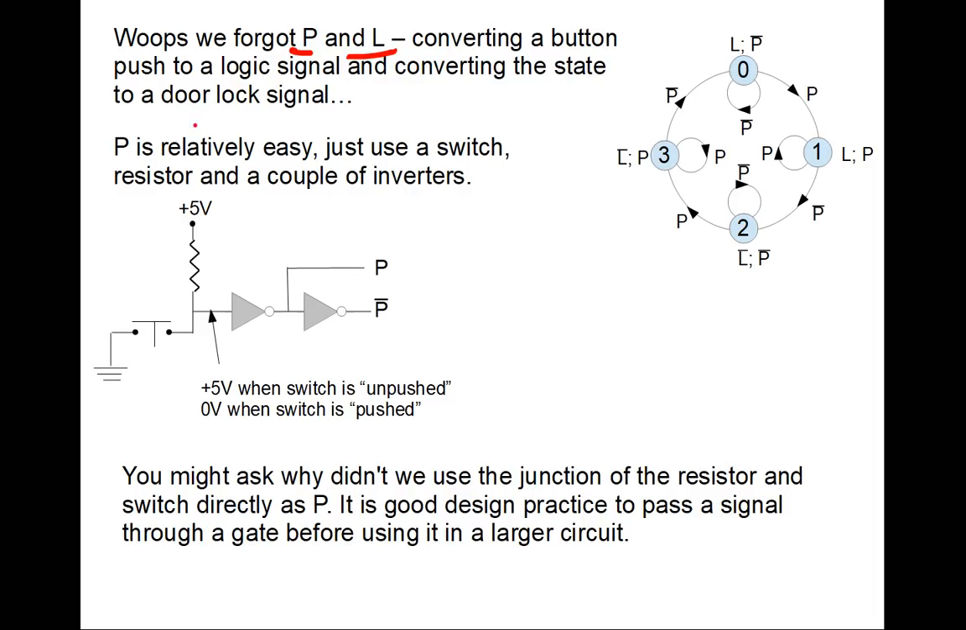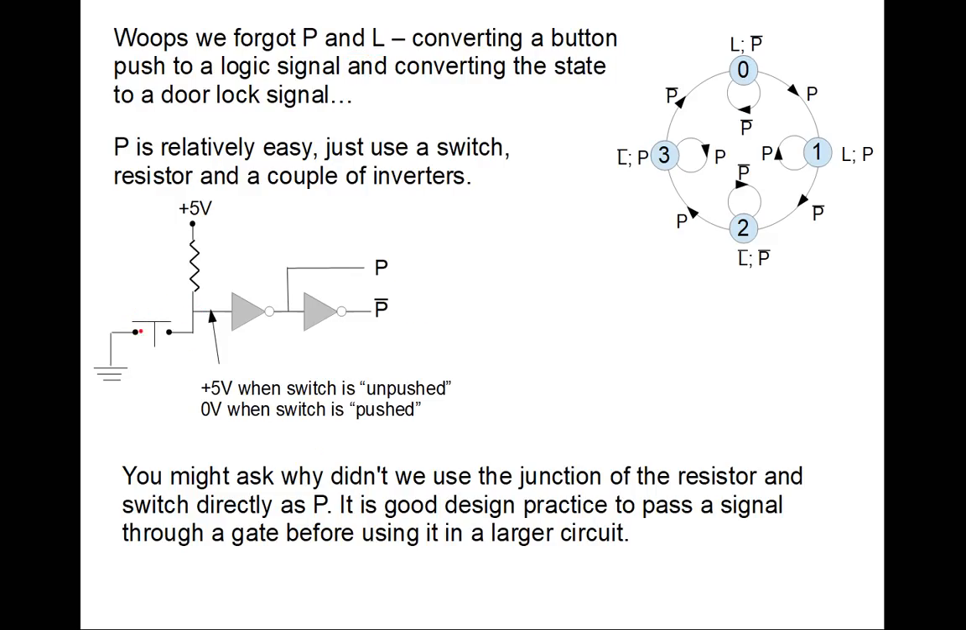And P is actually relatively easy. We're going to have the switch here, and when the switch is unpressed, because we have a resistor pulling up to +5, this point is going to be +5, which is a 1. We pass that through an inverter, and so it says that this switch is 0. The switch is unpressed. We pass it through another inverter. This says P bar is 1. So this says 0, 1. The switch is not pressed.